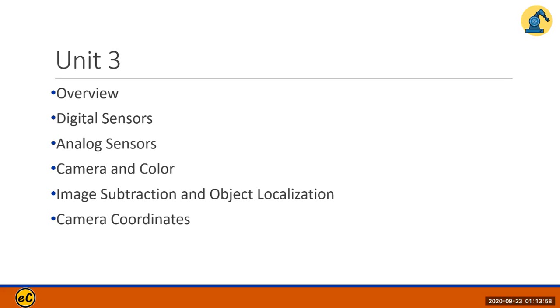And here, Unit 3, we will cover the overview: digital sensors, analog sensors, camera and color, image subtraction and object localization, camera coordinates. So these are on the sensors. And we will also have the actuator portion.